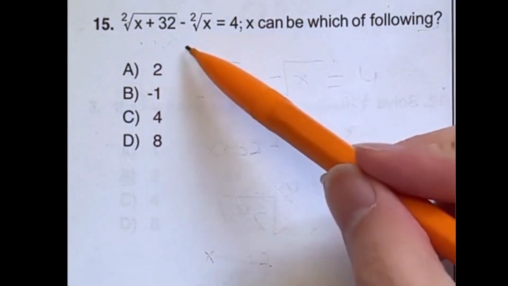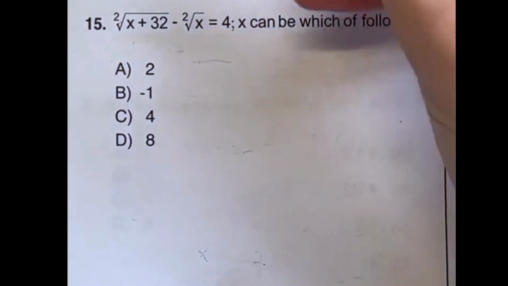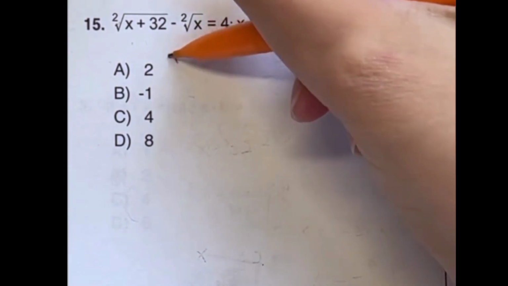Square root of x plus 32 minus the square root of x is equal to 4. x can be which of the following? I'm going to have to get rid of the square root, and how do I do that? Well, let me first move the square root of x to the other side.